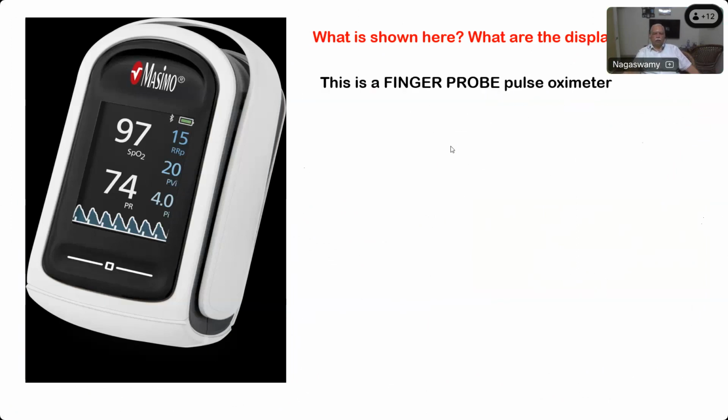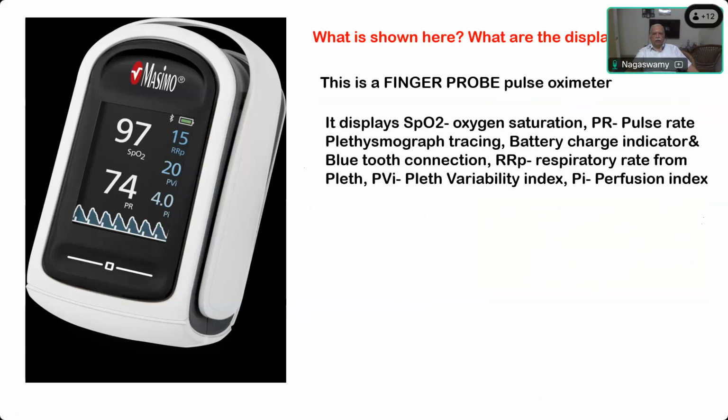It's a finger probe pulse oximeter. It displays SpO2, that is oxygen saturation, PR pulse rate, plethysmograph tracing, battery charge indicator, and a Bluetooth connection, respiratory rate from plethysmograph, pleth variability index, and perfusion index. So all these things are shown here.